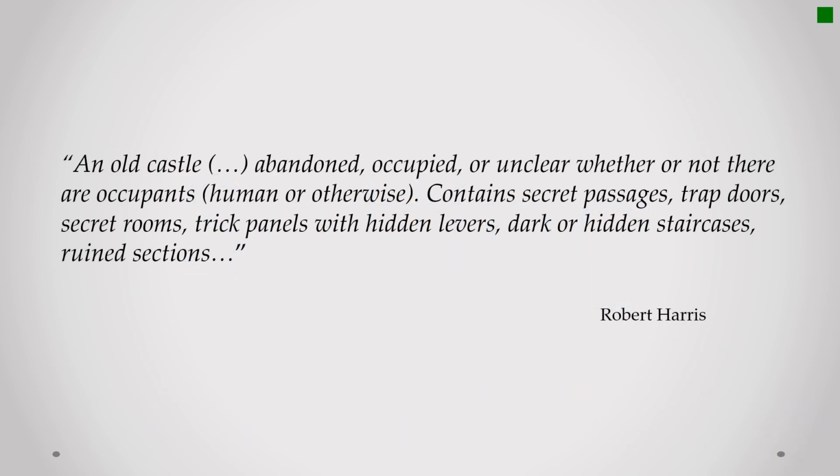In both stories, the place where the action takes place can fit perfectly Robert Harris's description of what a Gothic novel setting is like. He says: an old castle, abandoned, occupied, or unclear whether there are occupants, human or otherwise, contains secret passages, trapdoors, secret rooms, trick panels with hidden levers, dark or hidden staircases, ruined sections.